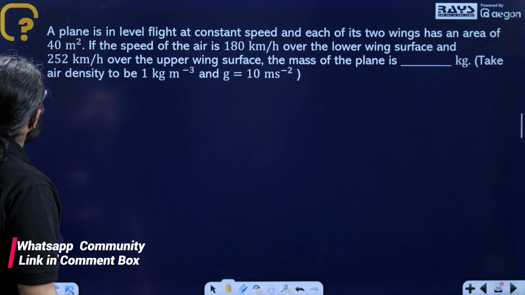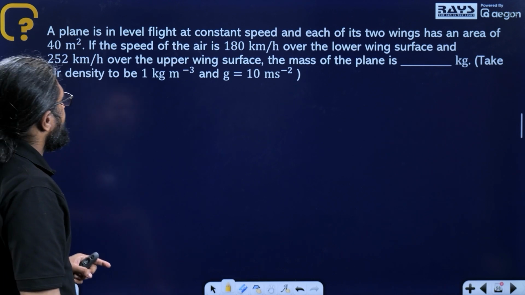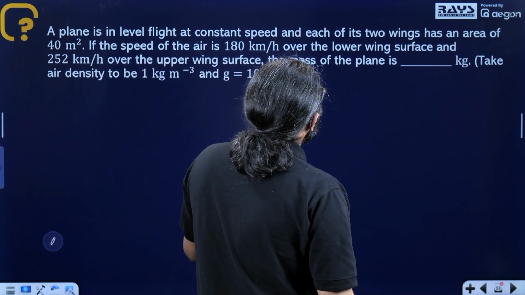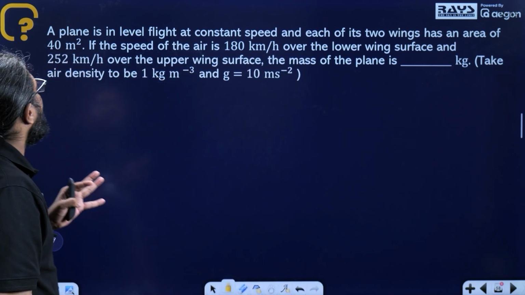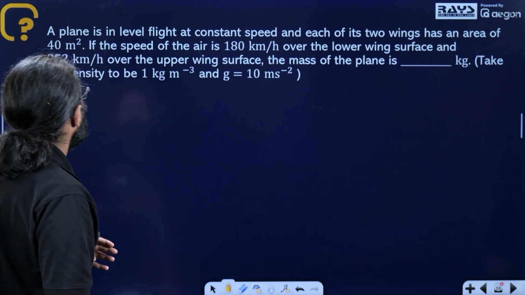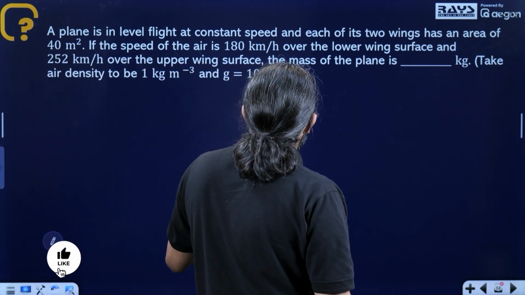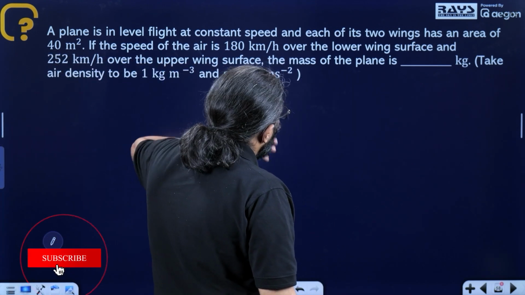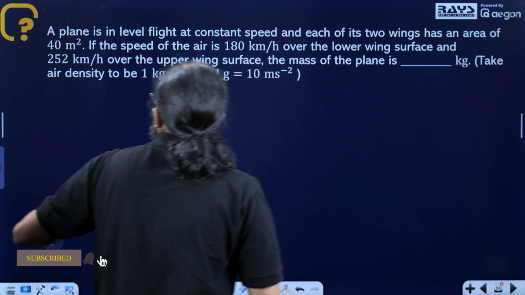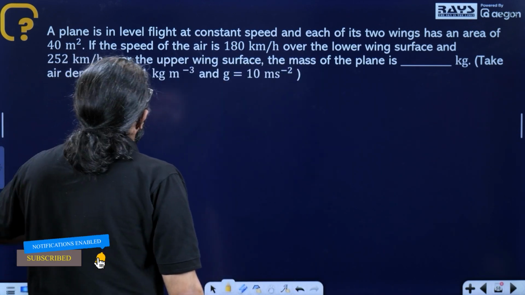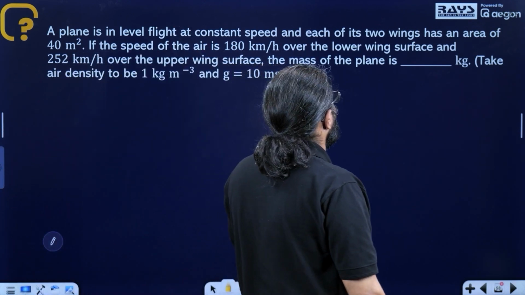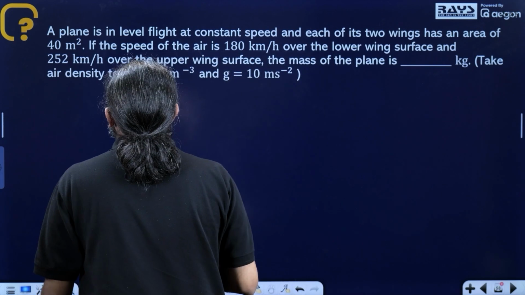Next question. A plane is in level flight at constant speed and each of its two wings has an area of 40 meters square. If the speed of air is 180 kilometers per hour over the lower surface and 252 kilometers per hour over the upper surface, the mass of the plane is dash kilograms.